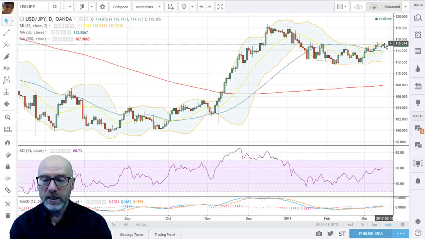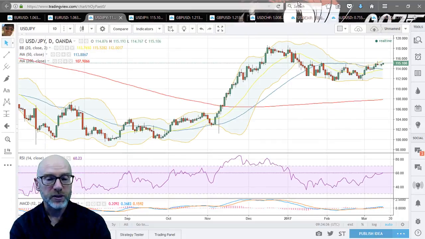It looks like it's going to go higher. RSI is definitely showing positive momentum. Nice uptrend created there, and now at 60.22, and the MACD also in a positive formation, indicative of higher prices.